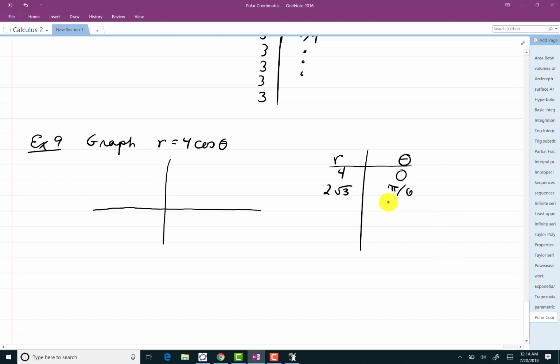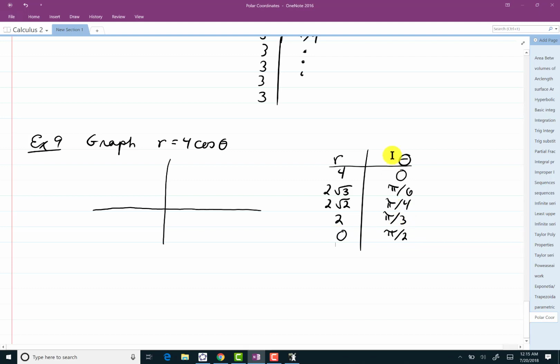And then the next one we're supposed to know is pi over 4. Cosine of pi over 4 is radical 2 over 2, so this will be 2 radical 2. And pi over 3, cosine at pi over 3 is 1/2, so this will be 2. And then pi over 2 is where cosine is 0. Let's stop there and graph some of these.